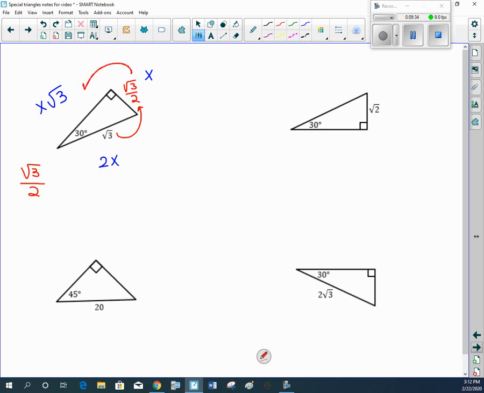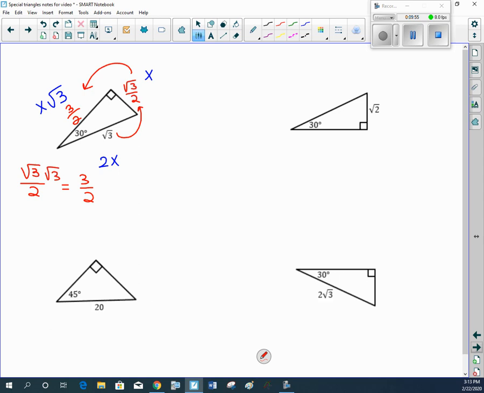Okay, I want to go to the next side. Well, it looks like it's longer, so I'm going to have to multiply. Multiply by what? Well, this is the square root of 3 side, so I'm going to have to multiply it by the square root of 3. Square root of 3 times the square root of 3 is 3, so that's 3 over 2. So this is 3 over 2.